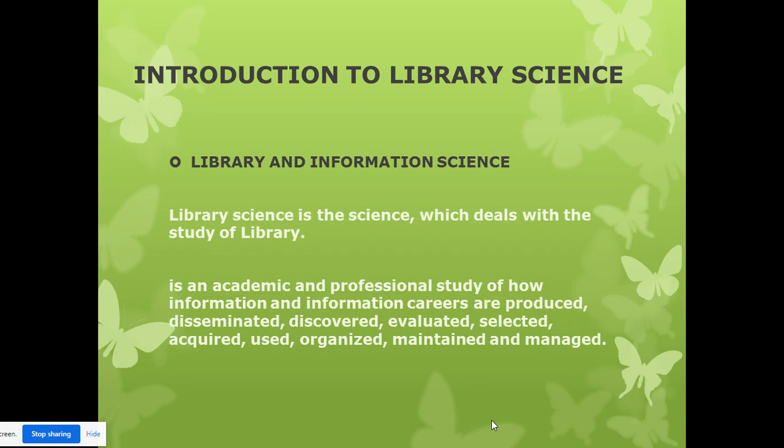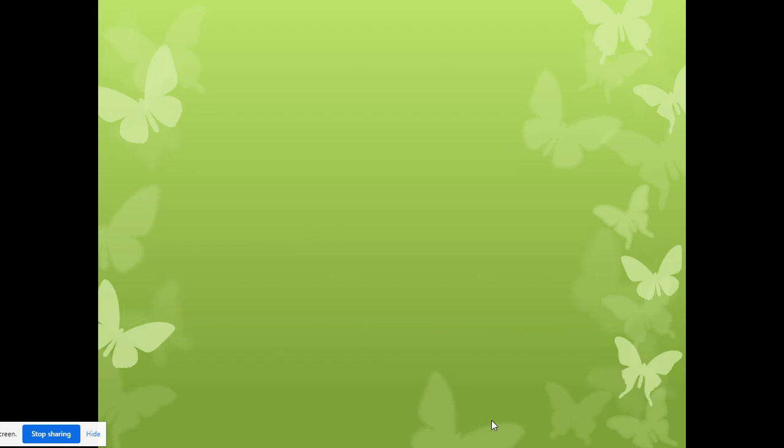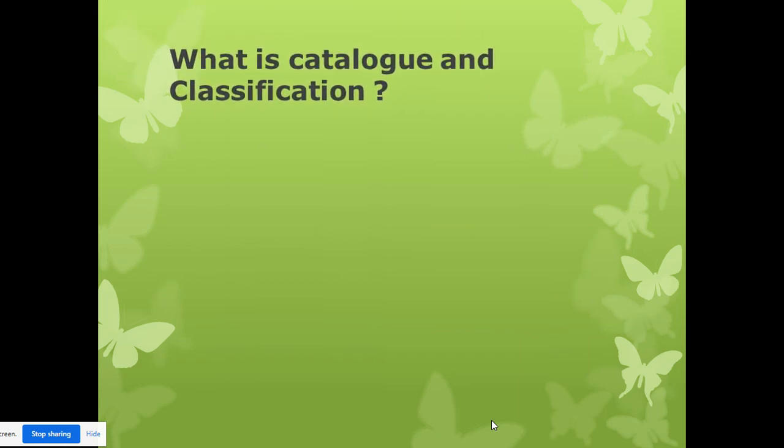So let's move forward. That was about library information science. I hope that you have understood what library science is. So let's move to another topic. Now we are going to simple definitions of basic terms of library tools. What are the basic terms of library tools? The most important ones are catalog and classification.